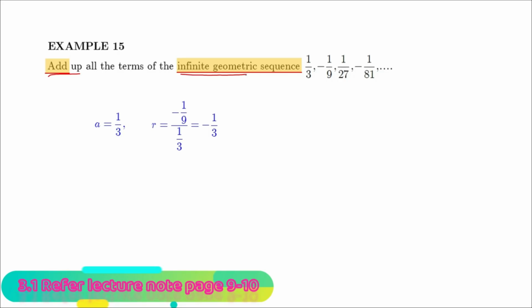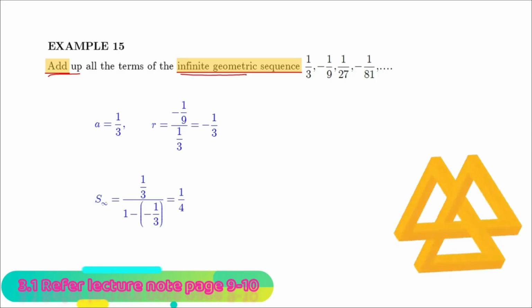To add up all the terms in this kind of GS, we then have to use the sum to infinity with the formula S infinity equals A over 1 minus R. Substituting our A and R, we then have our S infinity as 1 over 4. And we are done.